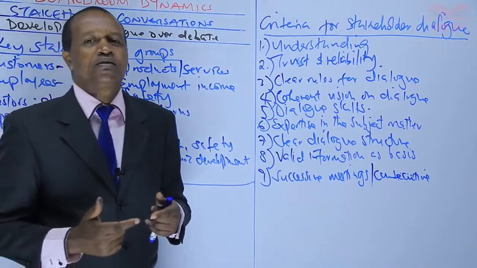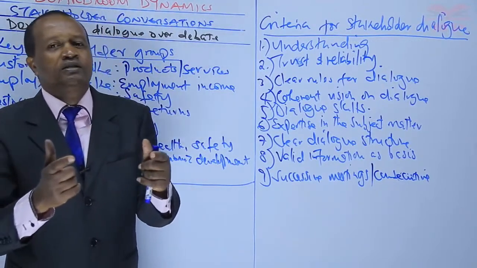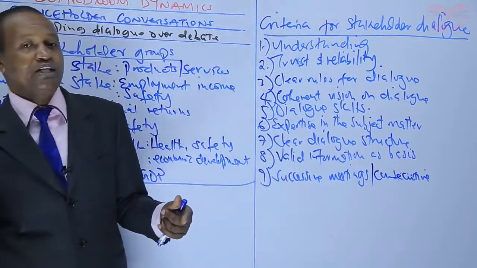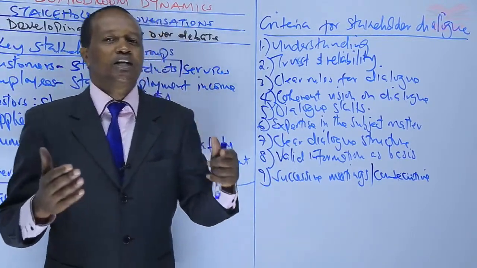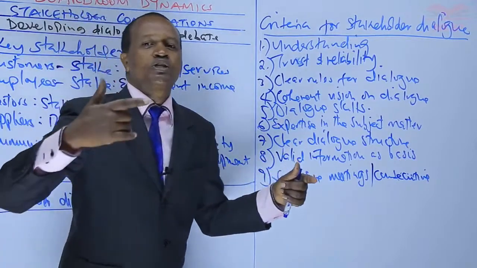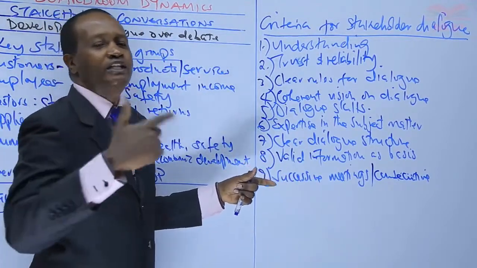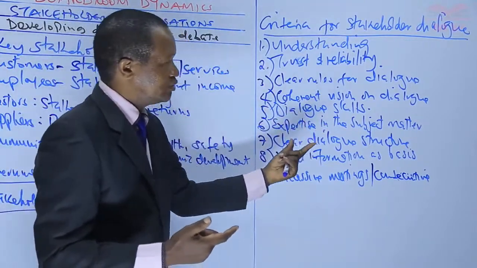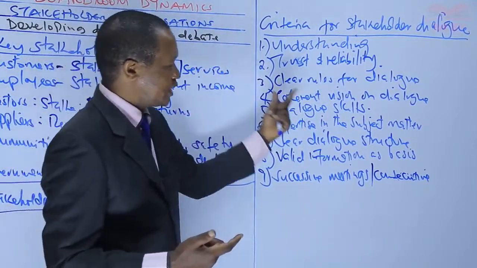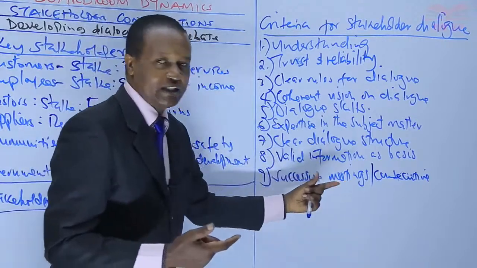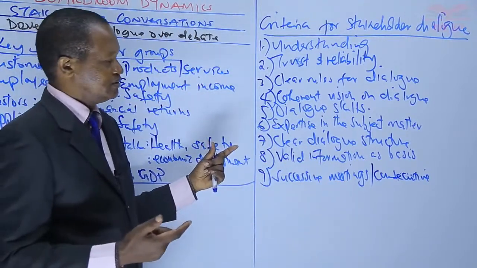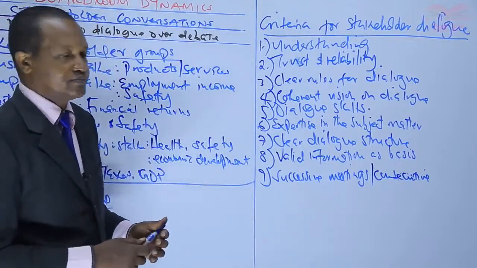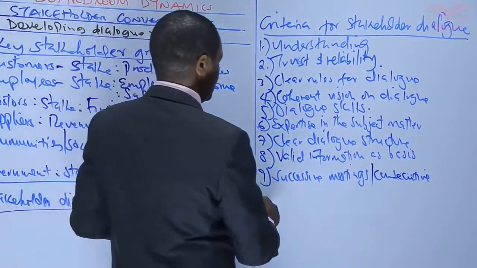Why? Because at the very least, there will have to be feedback on what has been agreed upon. And indeed, a greater number of meetings creates the opportunity for the parties to get to know each other better. And therefore, stakeholder dialogue may require successive meetings in order to exhaust matters or to get feedback. 10, feedback.